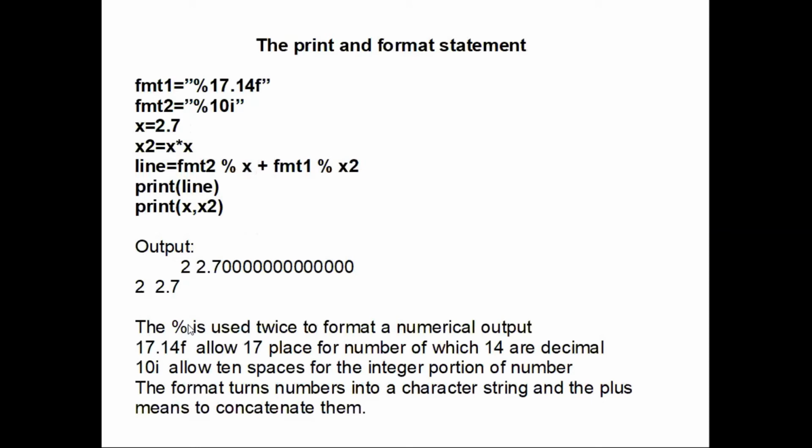The format statement basically allows us to determine how much space we want for our numbers and the number of decimal spaces. So the first one says we're allowing 17 spaces for our number, and we're allowing 14 decimal spaces, and the F indicates the floating point number. The second one says we're going to allow 10 places for the number, and we're only interested in the integer portion of the number.